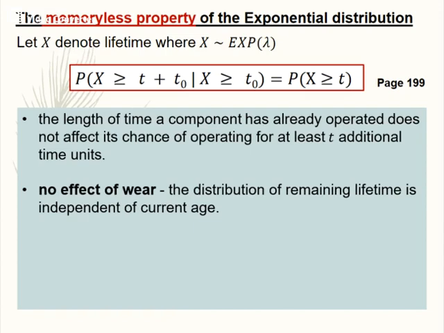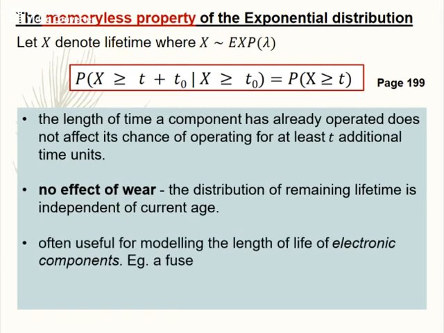So hopefully you can see from the previous example, it probably isn't a good idea to use an exponential distribution for the lifetime of a car because there's definitely wear and tear. It matters if a car is 10 years old or 100 or 1,000 years old. So you might want to use maybe a gamma distribution or other distributions that we're not going to cover here because they don't have the memoryless property. But there are scenarios where it makes sense to have that property.